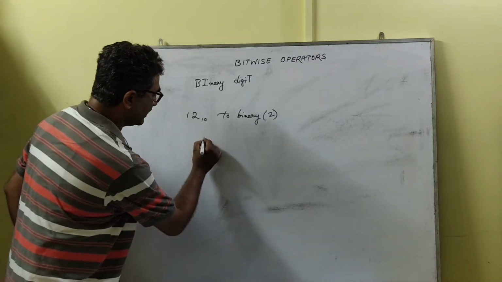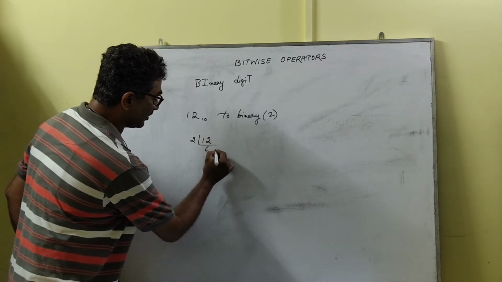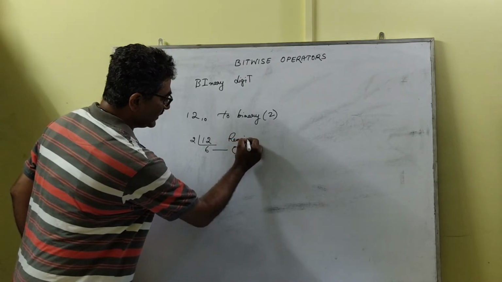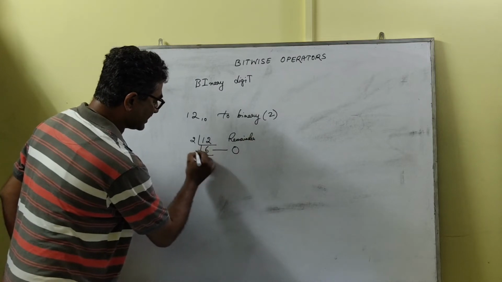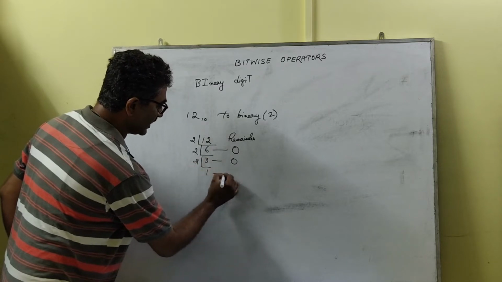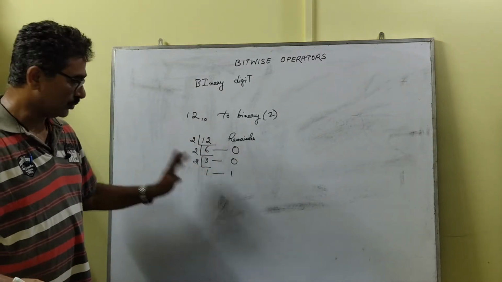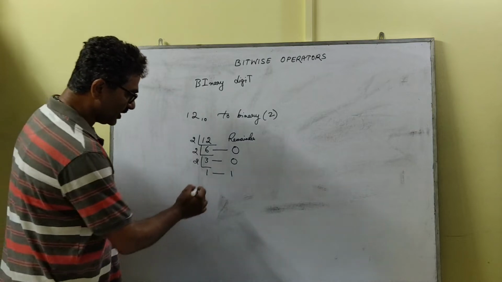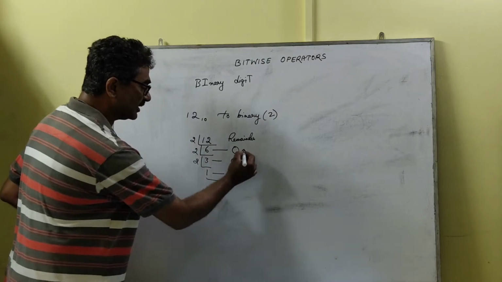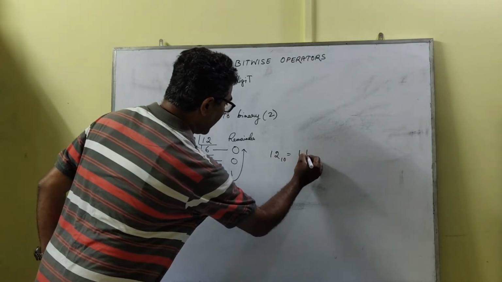Look at this process. Suppose this is 12. First I divide it by 2. 2 6s are 12, 6 is the quotient and the remainder is 0. On this side we write the remainders. Next, we divide 6 by 2, 2 3s are 6, remainder is 0. Then once again, 2 1s are 2, remainder is 1. Now we cannot divide further, so we stop here. We write the remainders from bottom to top. That means 12 base 10 in binary is 1100.